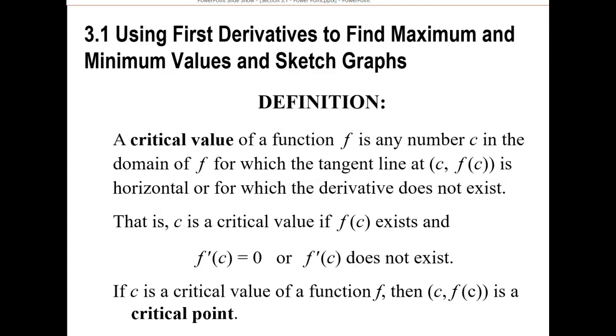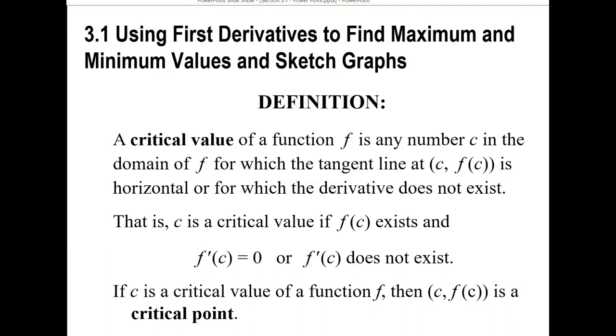All right. We're going to be having to identify what we call critical values. So the definition of a critical value of a function f is any number c in the domain of f for which the tangent line at the x value c, y value f of c is horizontal, meaning that the slope is 0. A horizontal tangent line means the slope of that tangent line is 0, or for which the derivative just does not exist.